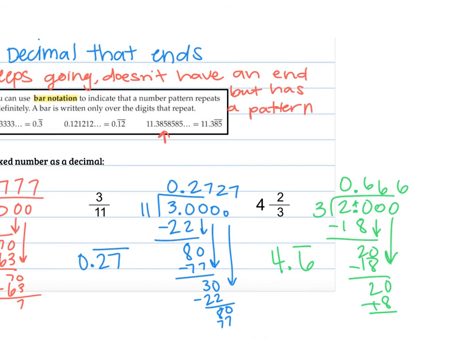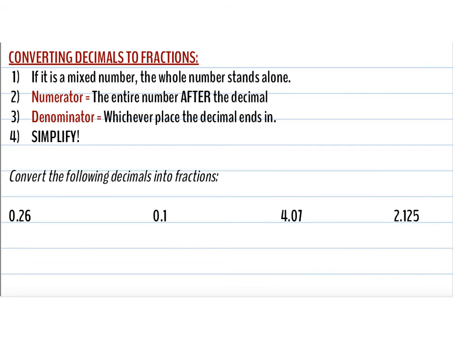Okay, now we're going the other way, converting decimals to fractions. So go ahead and write this part down in your notes. Here's what we do. If it's a mixed number, the whole number stands alone. The numerator, that's the entire number after the decimal, and then the denominator is just whichever place the decimal ends in. And then we should simplify as well.